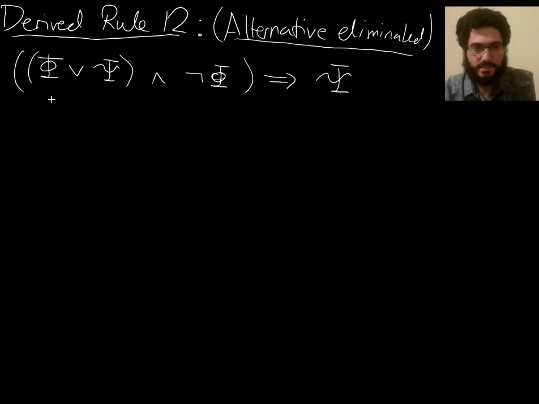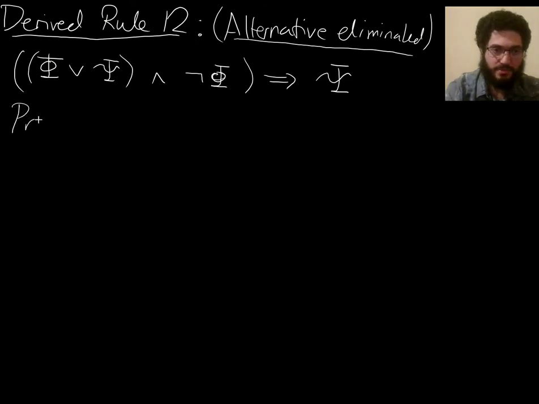So this rule says that, well, it's an implication. So it's saying, if you ever manage to prove this, then you can deduce this. If you've got phi or psi, and you've got not phi, then it must be psi. So if either phi is true or psi is true, and one of the alternatives is eliminated, you manage to eliminate that phi is true, so you know that not phi, then you can deduce that psi must be true. Hopefully that sounds reasonable.